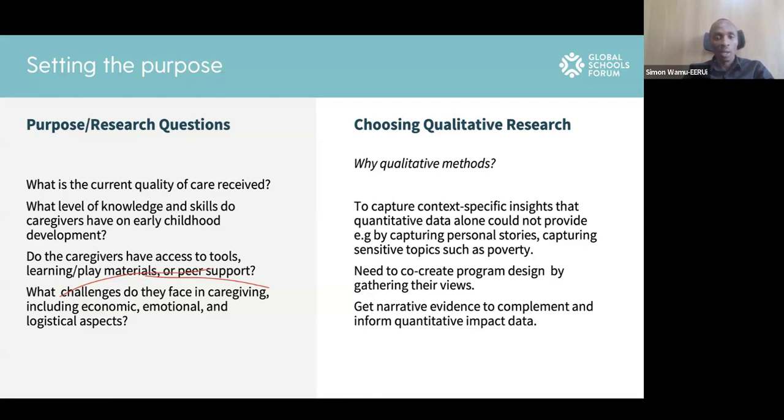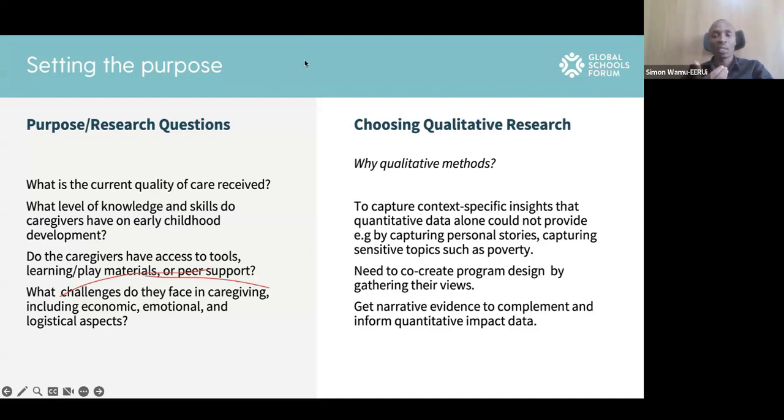We also wanted to understand whether they practice learning or play, or whether they use play materials, or whether they have a peer support group that supports that, that also ensures that they collaborate, and also generally having a feel of the challenges they face in the process of providing care for these children, and whether these challenges border on issues relating to economic conditions, emotional, as well as logistical aspects.